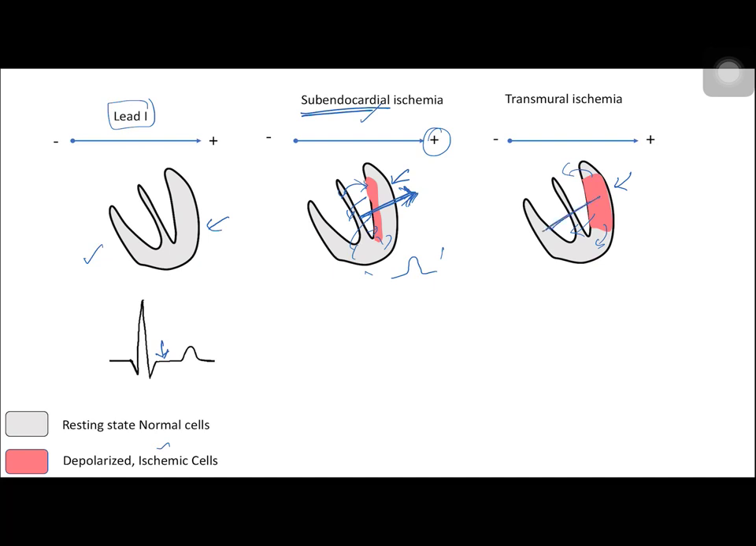The net electrical vector is going to be in a direction somewhat like this. And since this vector is away from the positive of this recording electrode, lead 1, this is going to produce a negative deflection. So you can see here both are ischemia happening in a similar region, but they are producing a different response in the leads.